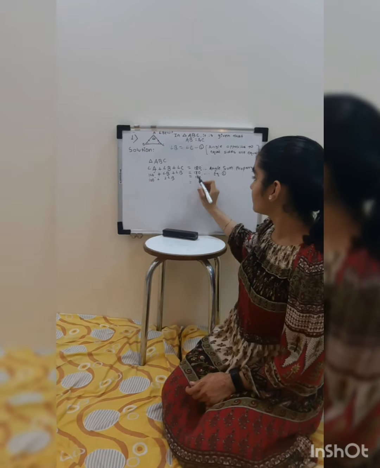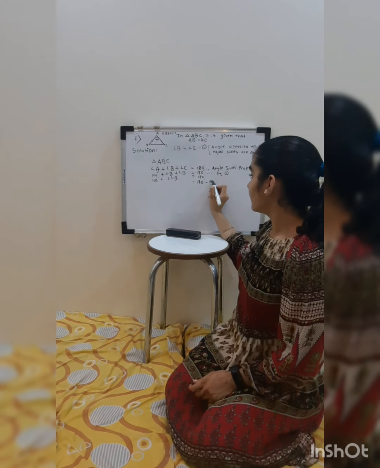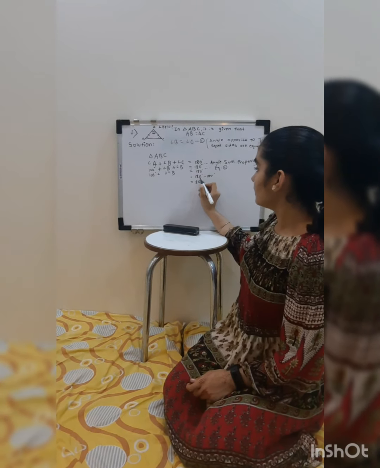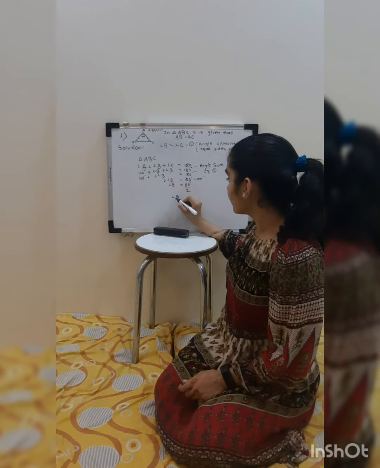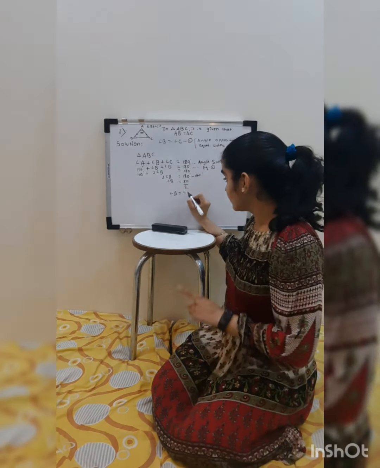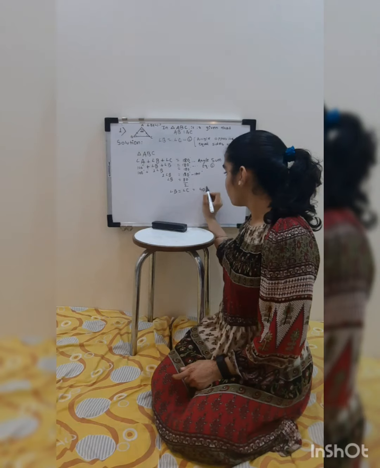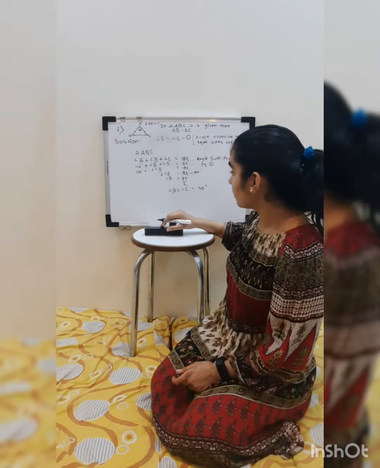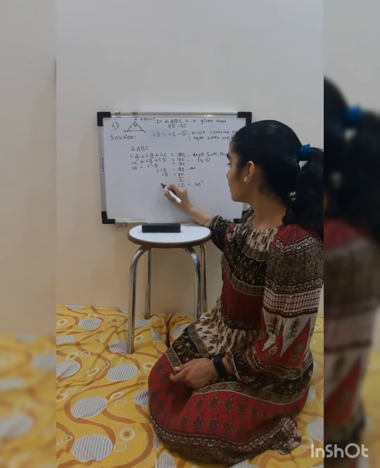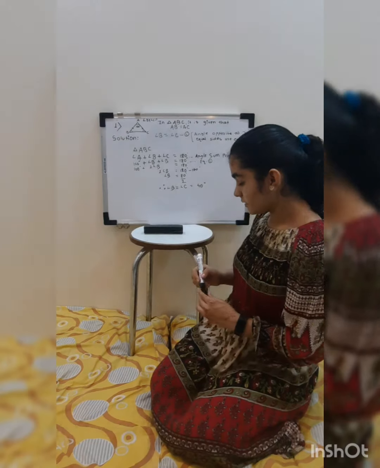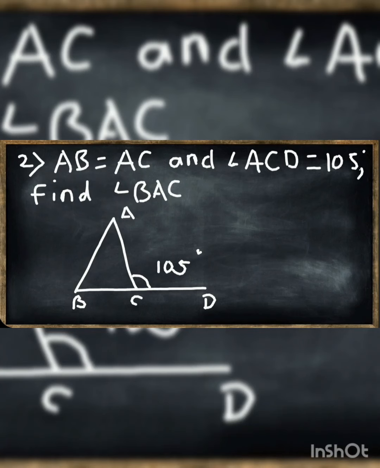So 100 gets transferred to the other side: 180 minus 100 equals 80. Here remains 2 angle B, and the 2 which is multiplied goes to the other side and gets divided. So angle B, which is also equal to angle C, equals 40 degrees. So the answer for this question is that angle B equals 40 and angle C also equals 40 degrees.